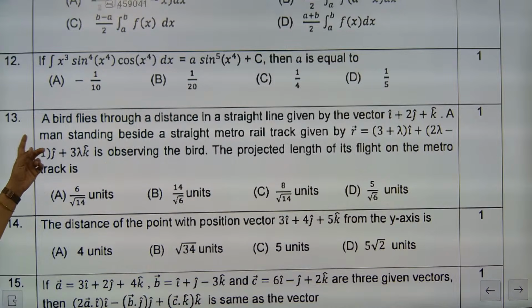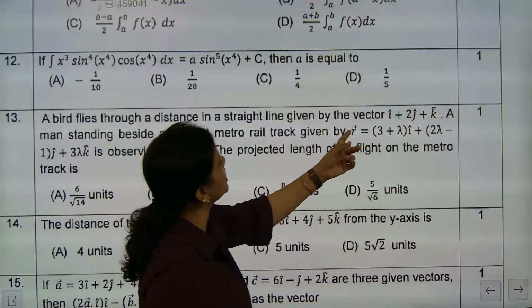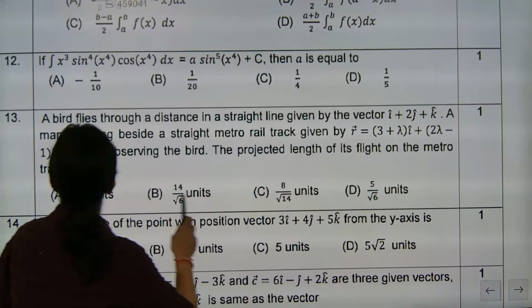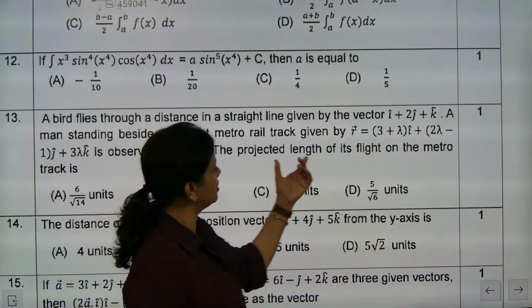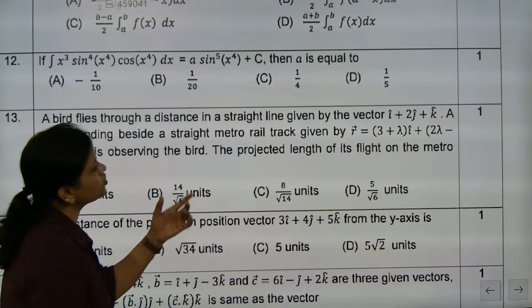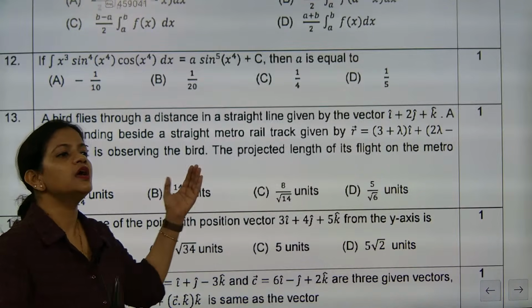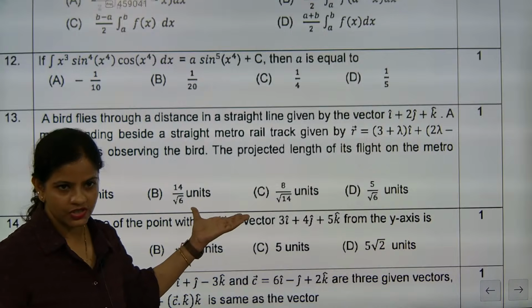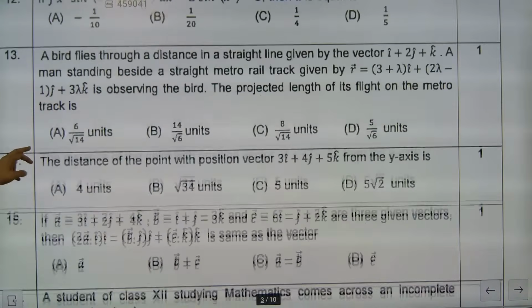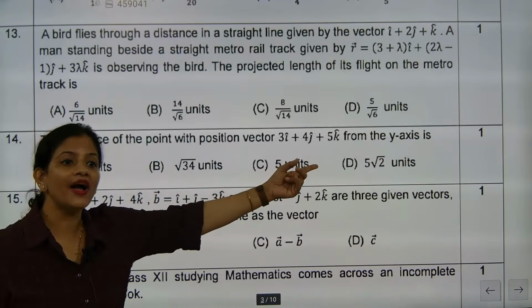You read this question: a bird flies through a distance in a straight line given by this vector. A man is standing beside the straight railway track. So the track and the bird's direction, they ask the distance. So it is totally a shortest distance formula based question. Understood? Now the second part, again they are asking distance, from the y-axis.